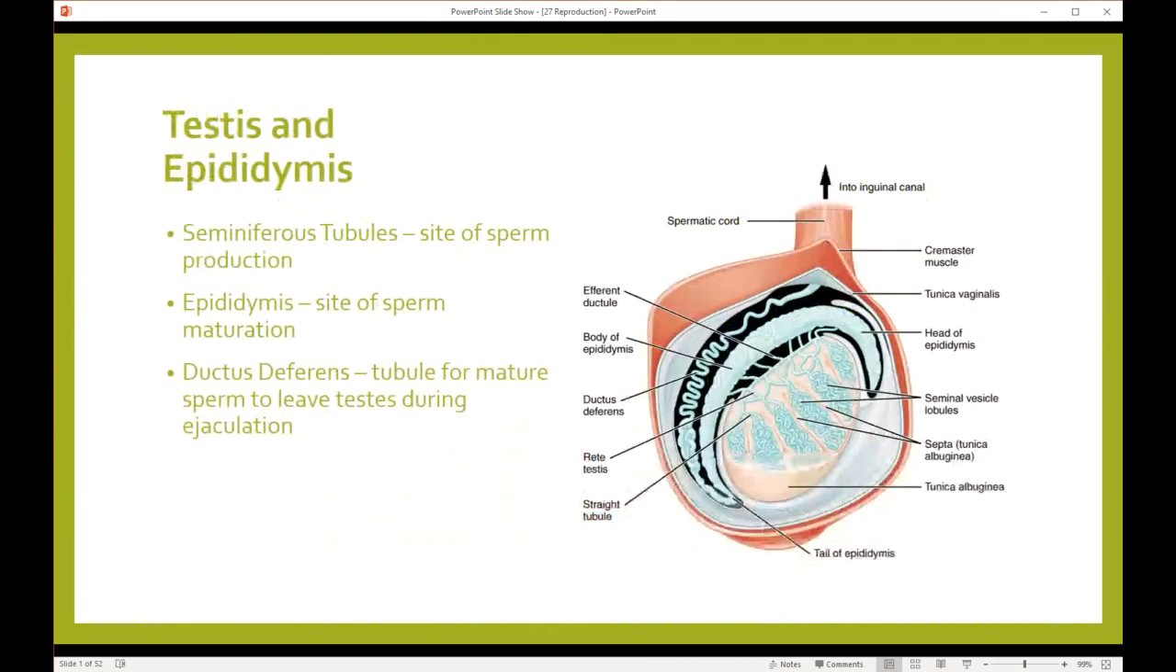Okay. This is testes in the epididymis, right? So here's the head of the epididymis. You can see it right here wrapping around the testes. Okay, this is the testes. Within the testes, we're going to have those seminiferous tubules. Remember, the seminiferous tubules is where we're going to have the sperm production. The sperm are going to mature within the head of the epididymis, and then they're going to leave through what's called the ductus deferens. Okay, that's the tube for the mature sperm to leave the testes during ejaculation.